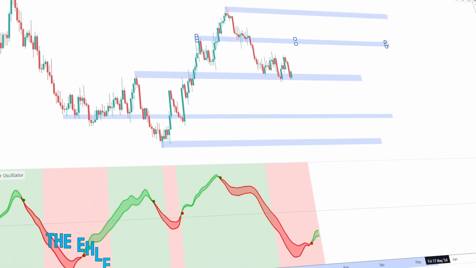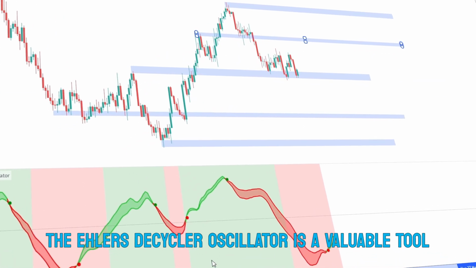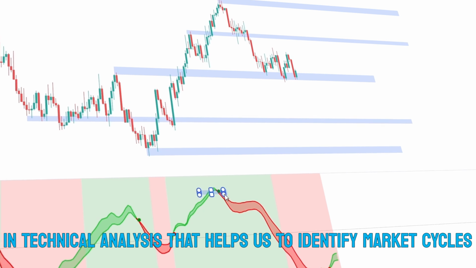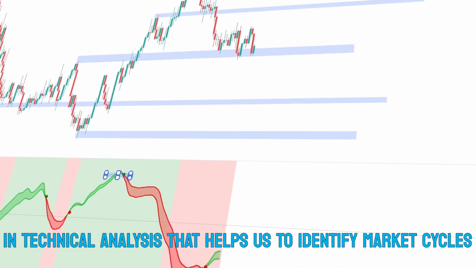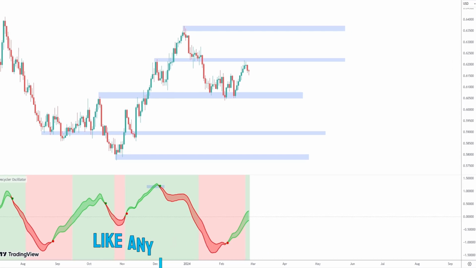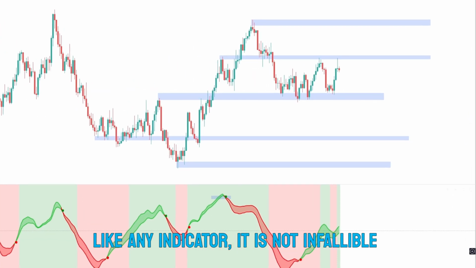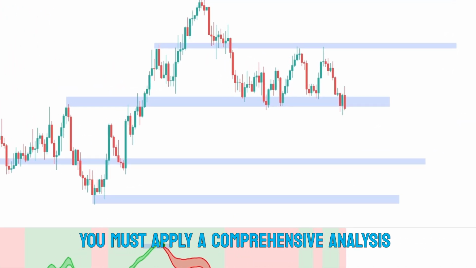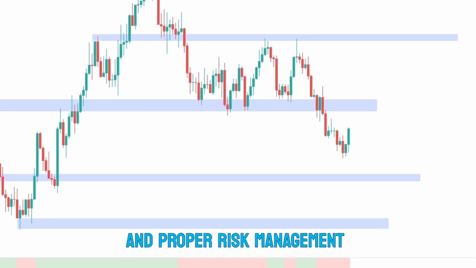In summary, the Ehlers Decycler Oscillator is a valuable tool in technical analysis that helps us to identify market cycles and anticipate possible trend changes. Remember that, like any indicator, it is not infallible. You must apply a comprehensive analysis and proper risk management to make sound decisions.